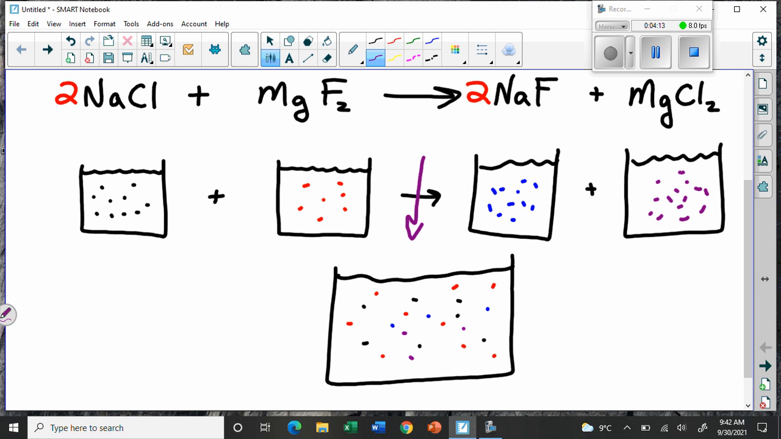Now, does it happen really fast? Like, boom, and all of a sudden it's all blue and purple? Or does it happen really slow, a little bit at a time? So one little purple forms, and then one little blue forms, and it takes about 10 minutes for it to happen. That's what we mean by the rate, right?